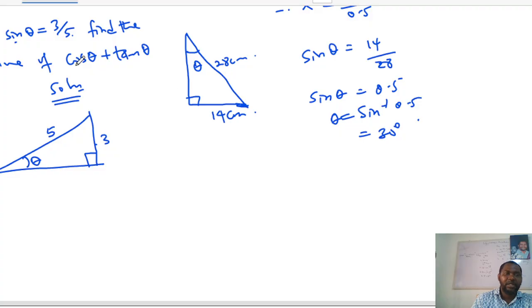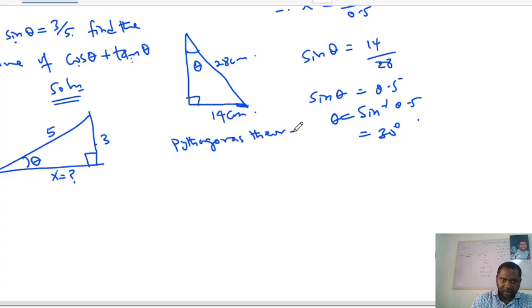Okay? But now we are asked to find cos theta. Cos theta is supposed to be adjacent over hypotenuse. Tan theta is supposed to be opposite over adjacent. But adjacent is not known, so I can write it here, x. I can find it. The reason why it is easy to find adjacent is because this is a right angle triangle, which also obeys a rule called Pythagoras theorem.